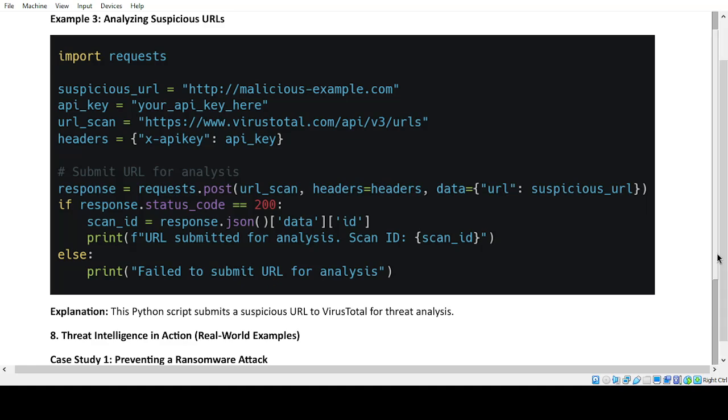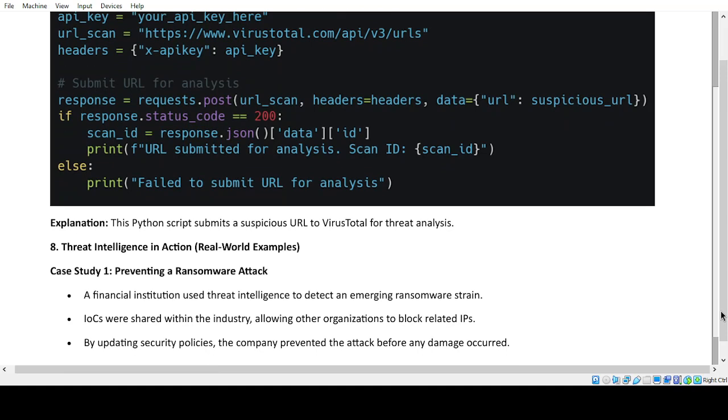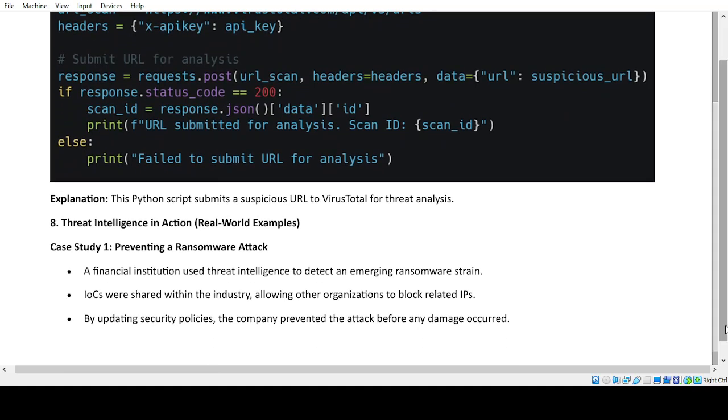8. Threat intelligence in action, real-world examples. Case Study 1. Preventing a ransomware attack. A financial institution used threat intelligence to detect an emerging ransomware strain. IOCs were shared within the industry, allowing other organizations to block related IPs. By updating security policies, the company prevented the attack before any damage occurred.